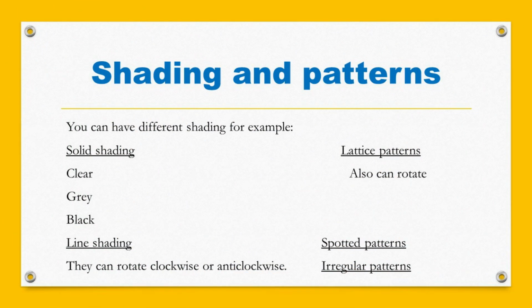Now let's move on to shading and patterns. You can have different shadings, for example, solid shading: clear, grey, and black. Line shading, they can rotate clockwise or anti-clockwise. Lattice patterns also can rotate, and spotted patterns also, along with irregular patterns.